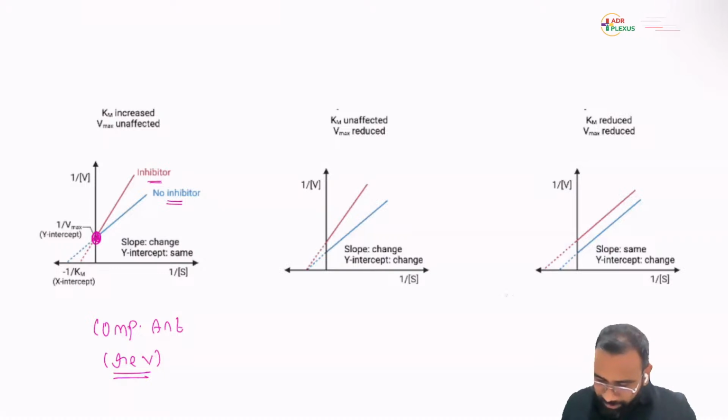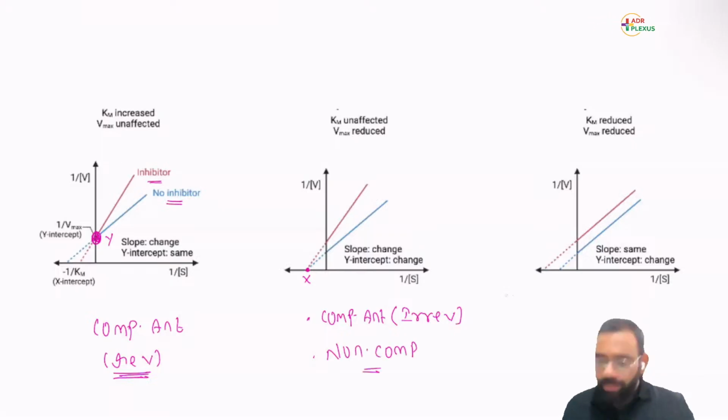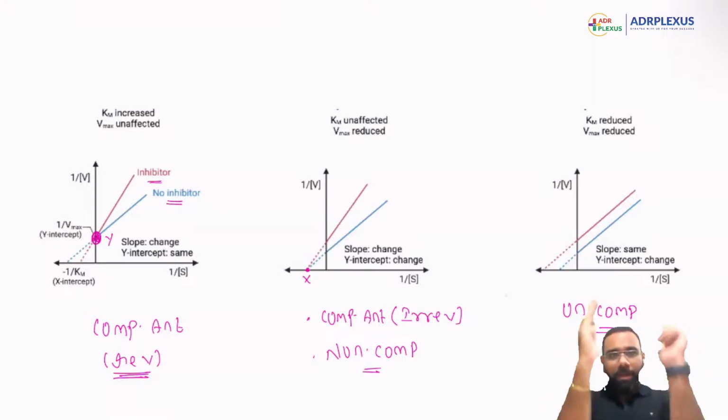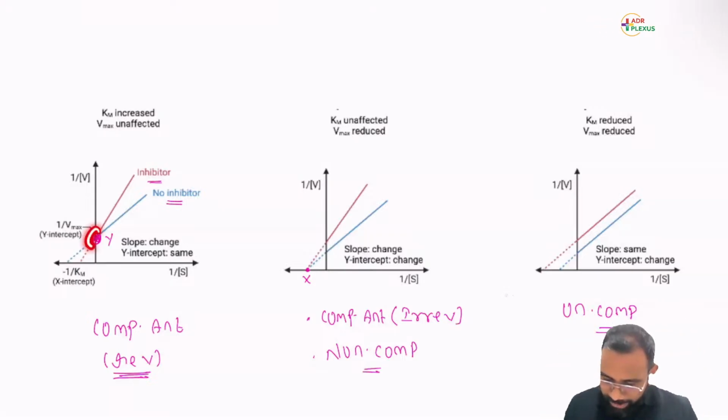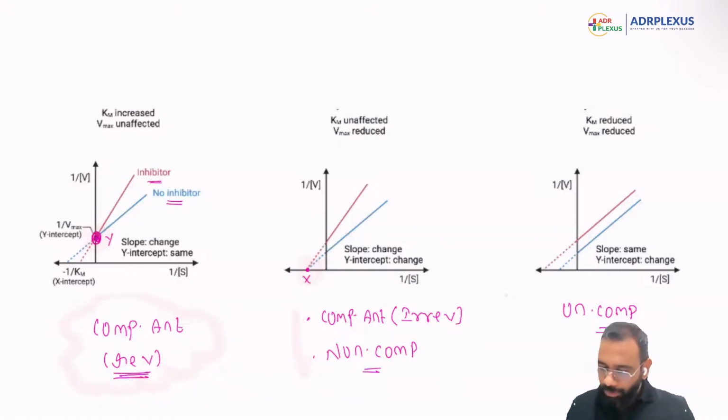If they are crossing at the y-axis, it is competitive. If they are meeting on the x-axis, then it is also competitive antagonism, but here it is irreversible competitive antagonism as well as non-competitive antagonism. If they're not crossing at all, if they're parallel, then it is uncompetitive. Very simple. Parallel is uncompetitive, meeting on the y-axis is competitive, and meeting on the x-axis is non-competitive or competitive irreversible.